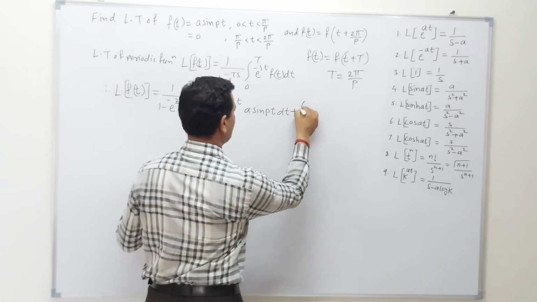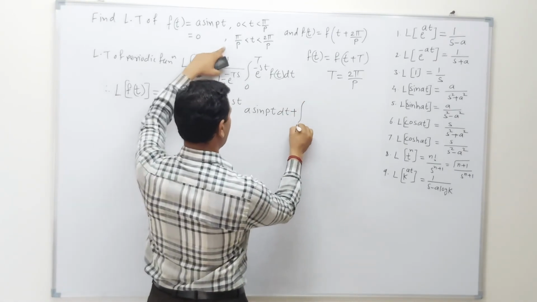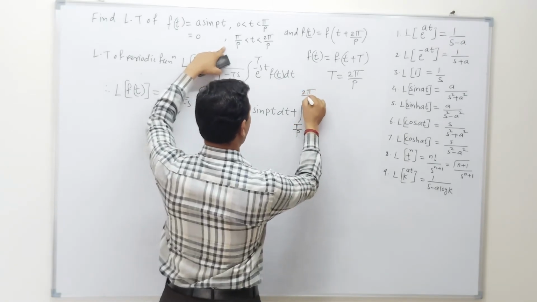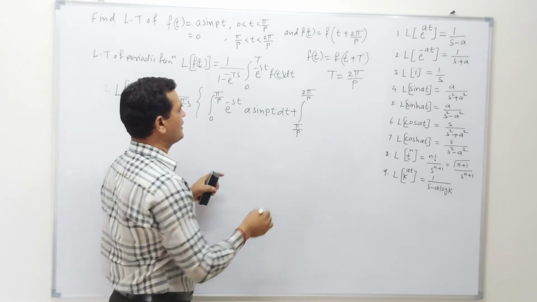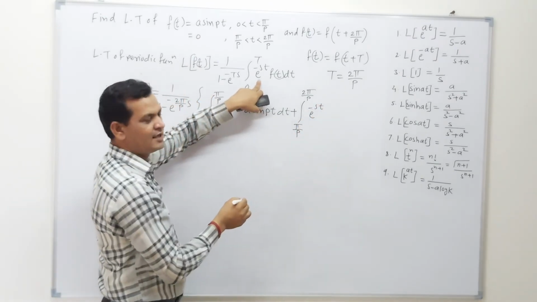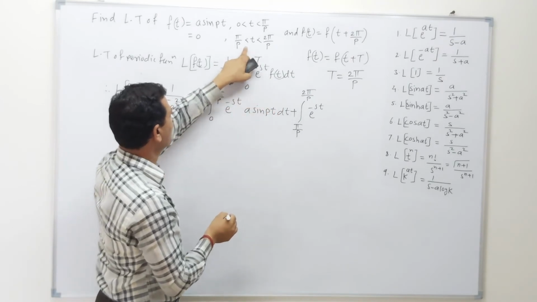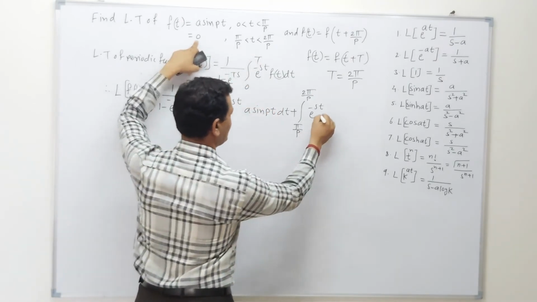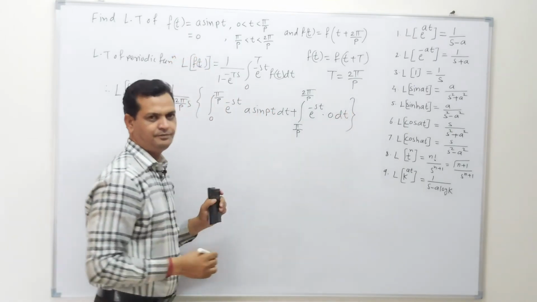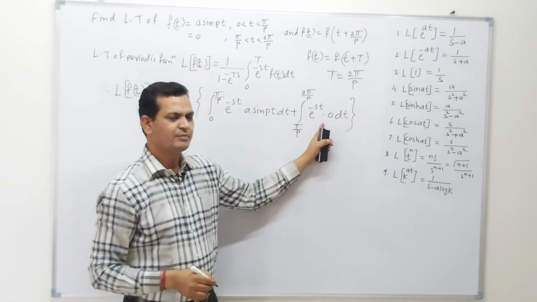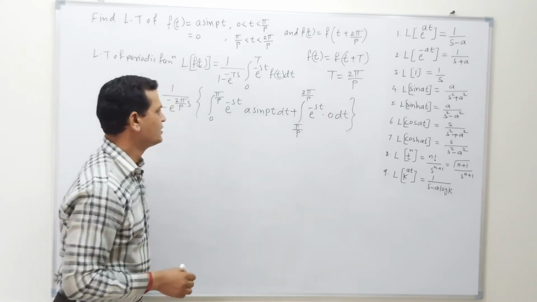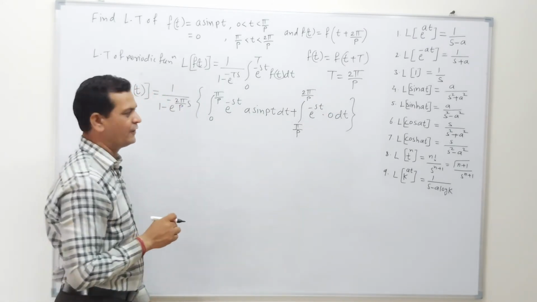Now the second function is plus, the next interval is π/p to 2π/p. Then for this interval, e raised to minus st as it is, then put the value of f(t). For this interval f(t) is 0, so we can write this as 0 dt. Now observe that because of this 0 term, the whole second integration term becomes 0. Now only simplify the first term.